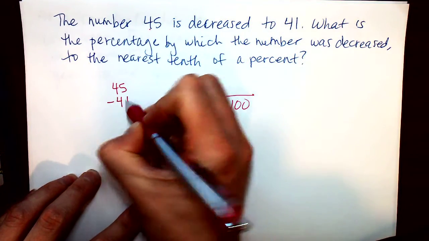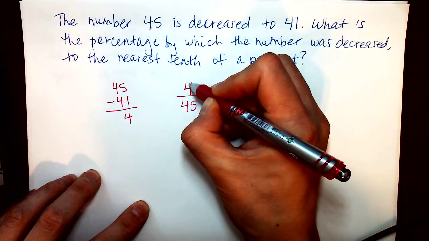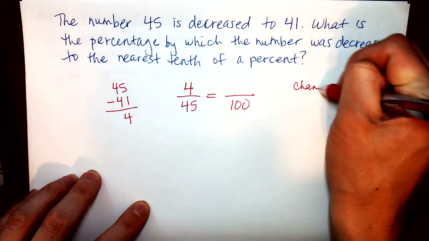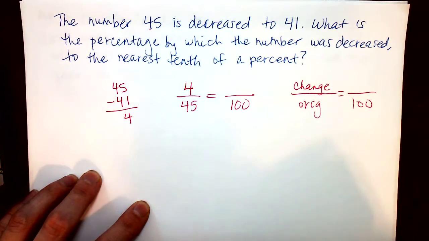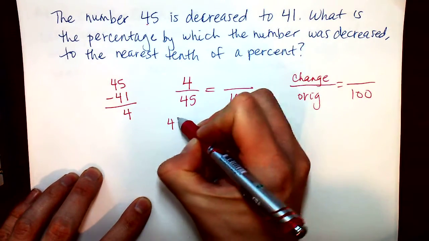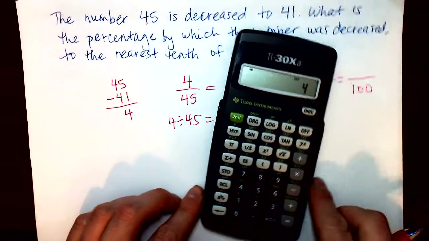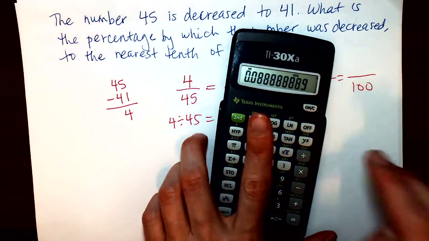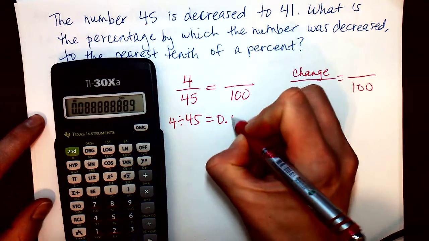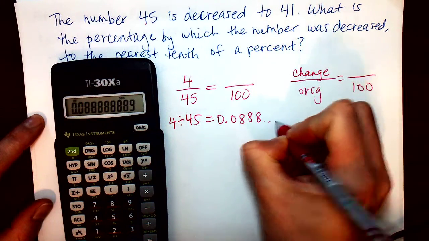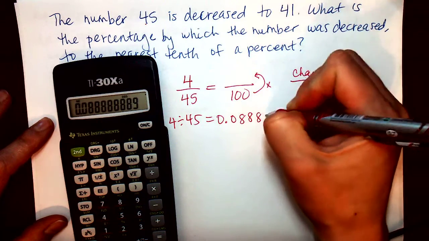So 45 minus 41 is going to be 4. So 4 is how much it's changed by over 45. So it's the change over the original that will get you the value. So we do 4 divided by 45 to find out the decimal. So in your calculator, 4 divided by 45. You're going to get a long number like that. So that's equal to 0.0888 repeating.